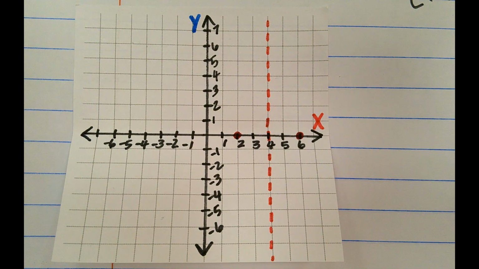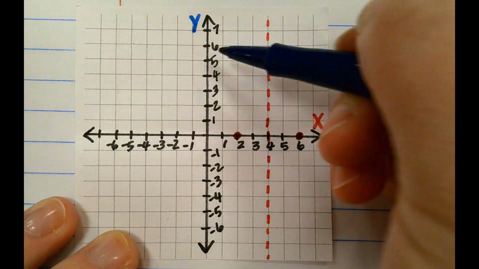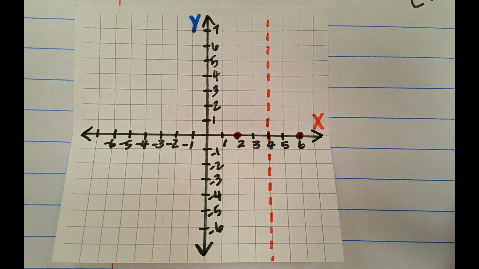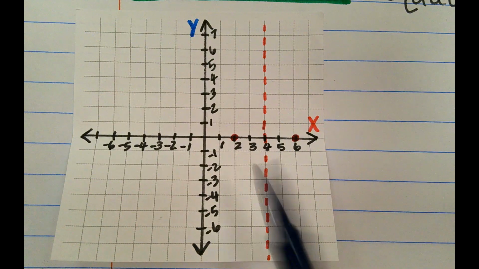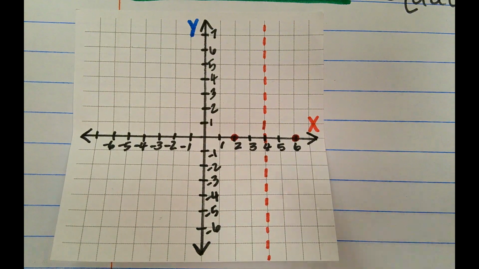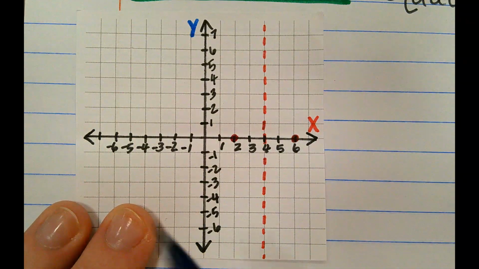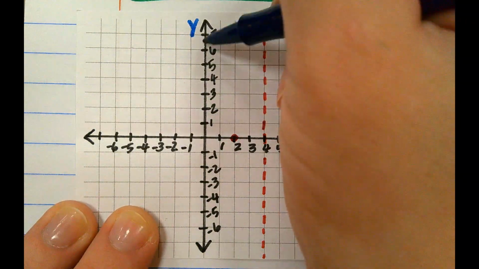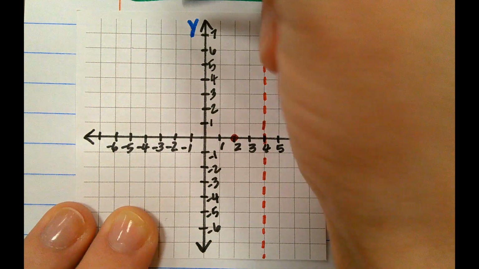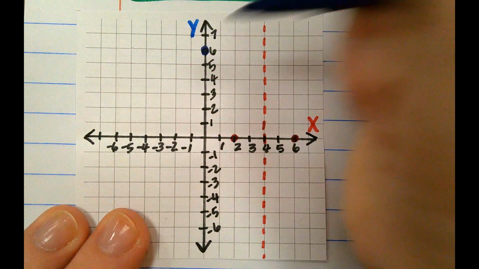And then we are going to put another point up at 6. So I put my 2 x points on the x-axis. I put my axis of symmetry down. And now I want to put a point at 6, +6, on the y-axis. Right here.